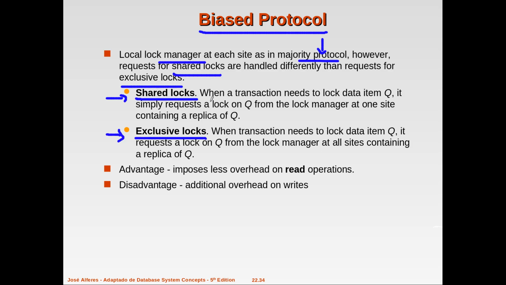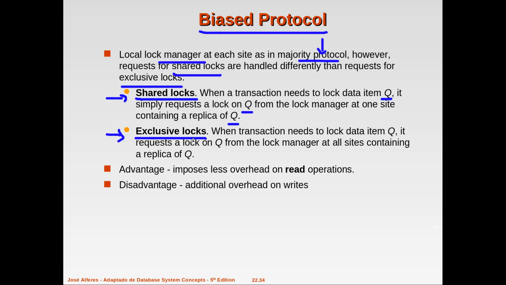So about the shared lock, when a transaction needs to lock data item Q, it simply requests a lock on Q from the lock manager at one site containing a replica of Q. So it will send a request to any one of the sites where that particular item is residing. There is no special consideration given for a read lock. So if an item is granted, any transaction can access that particular item. A second transaction or a third transaction can also send a request for the shared lock.